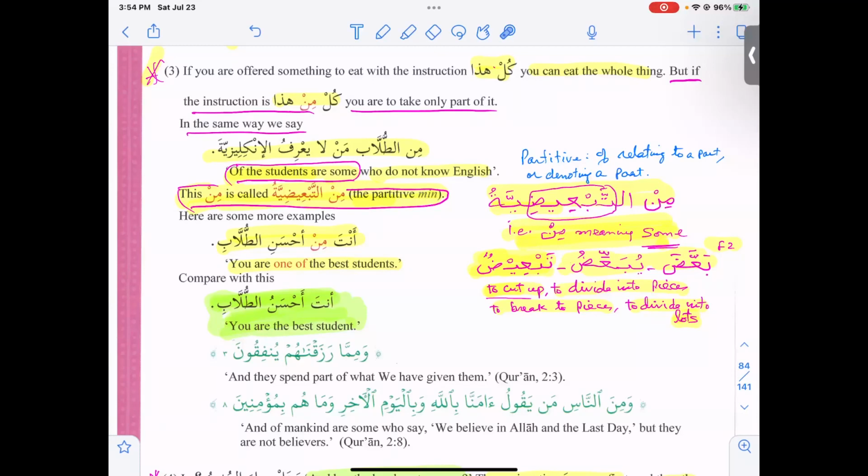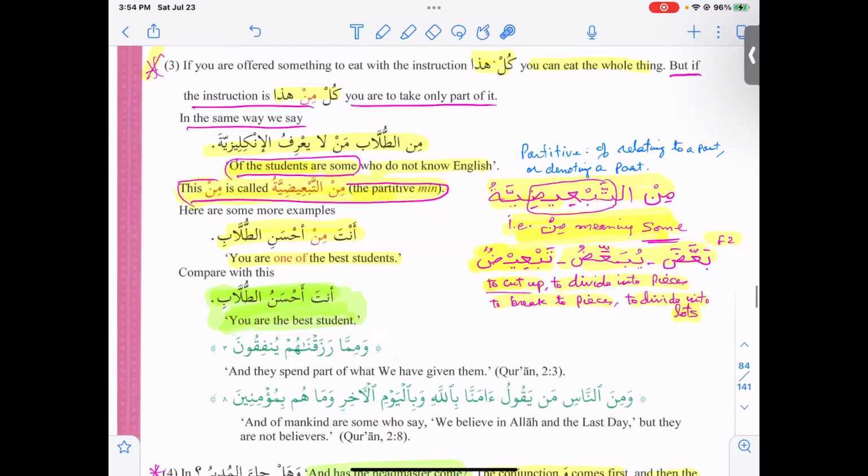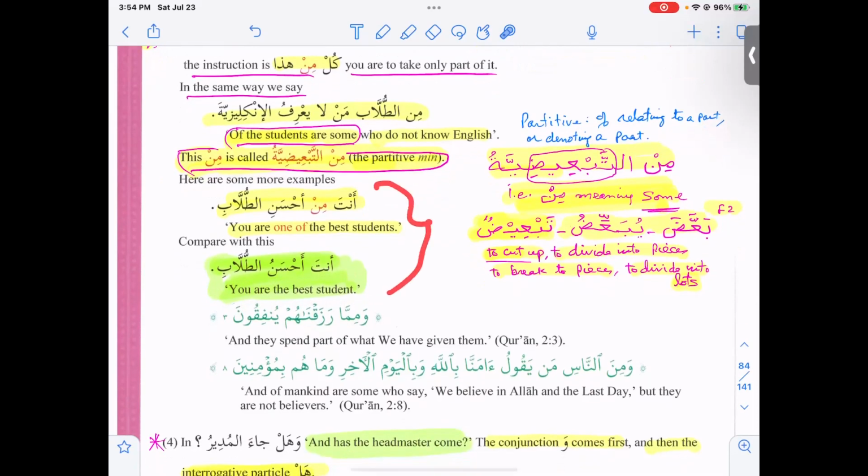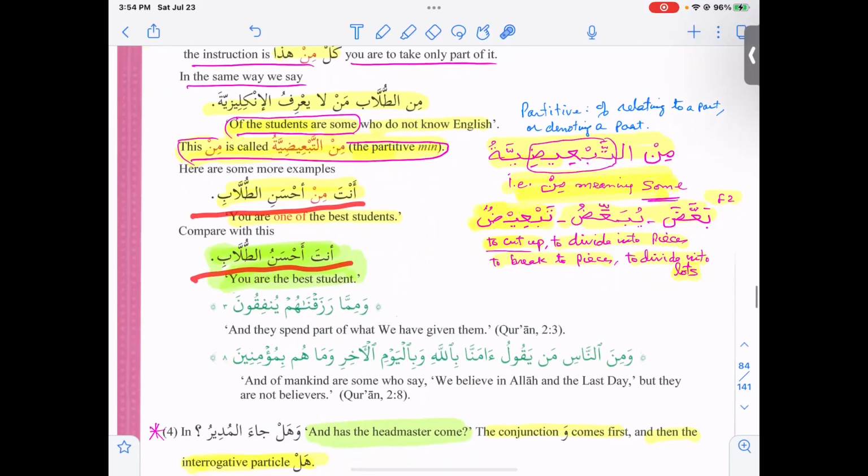Compare with this, anta ahsanu talibin, singular. You are the best student. You got the idea? You are the best student. Keep that in mind. Anta min ahsanit-tullab, or anta ahsanu talib. Easy to understand, inshallah.